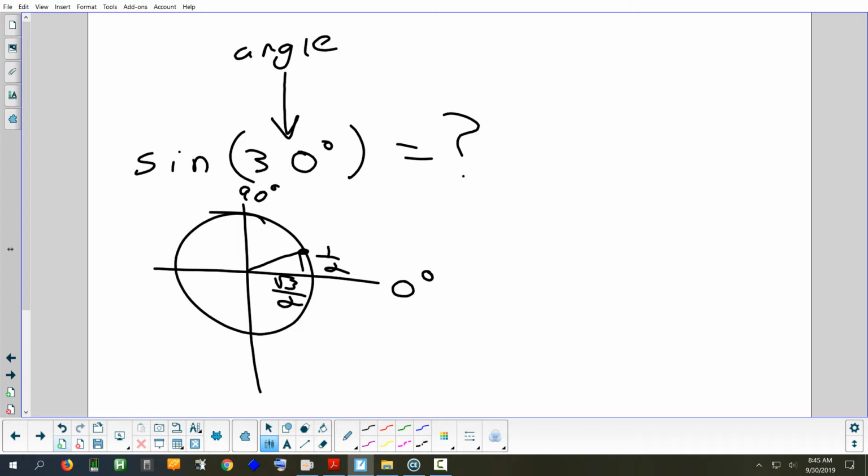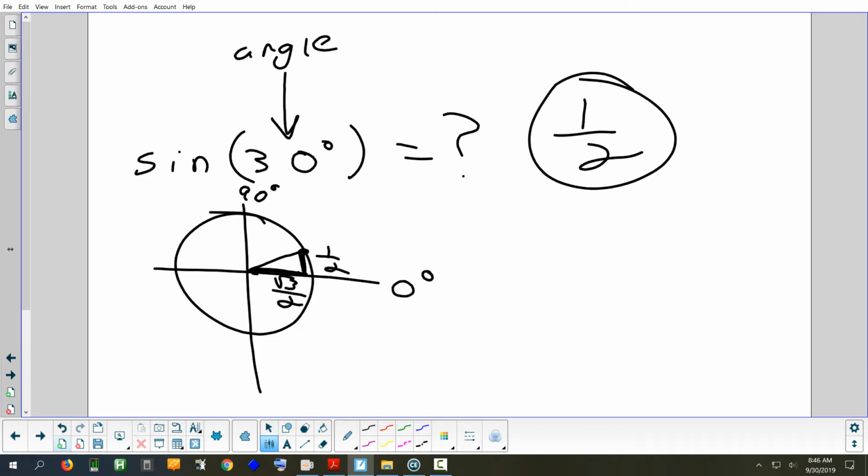Does anyone remember what letter sine was? Yep, it was the y. So this is my x, because it goes left and right. This is my y, because it goes up and down. Here, my y is a half. And that's how you did the problems on the test.